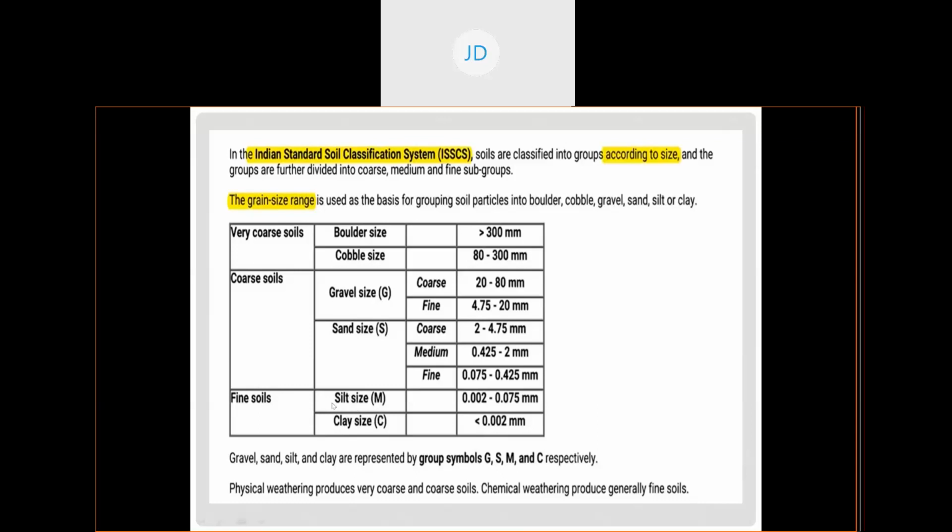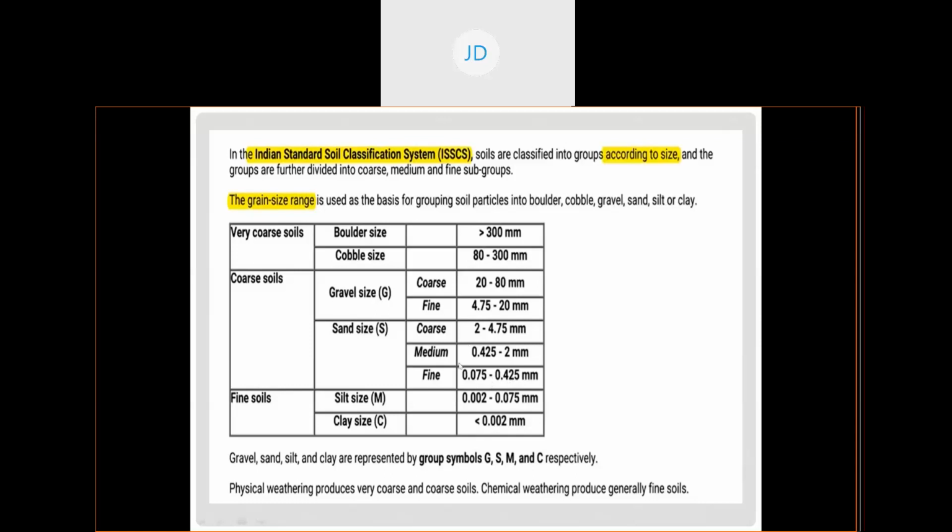Silt and clay together are categorized under fine grained soil, or fine soil. If somebody asks you about fine grained soil, here is a very basic definition: fine grained soil has two types of soil, silt and clay, and clay soil is the smallest soil type. Now let's go upward, from 0.075 millimeter to 0.425 millimeter.